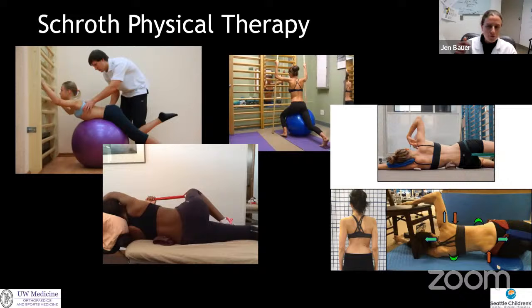It depends also on their age, the flexibility of their curve, if they're also using a brace. Certainly we do this not as a standalone treatment. Patients should be in braces first and foremost, and then we offer Schroth physical therapy additionally.